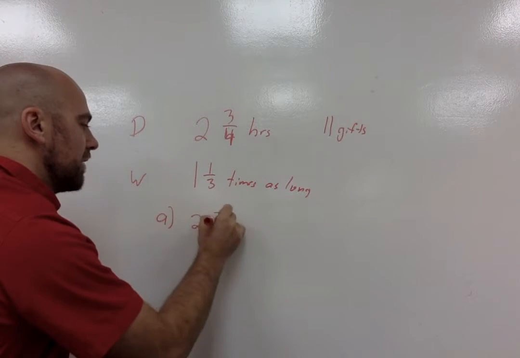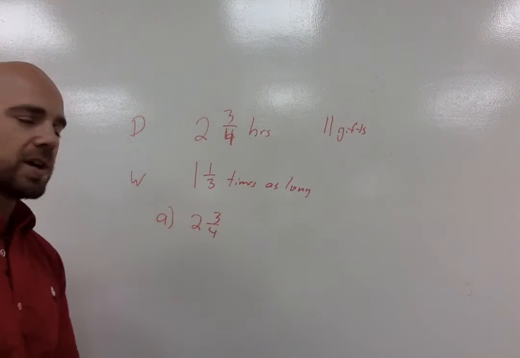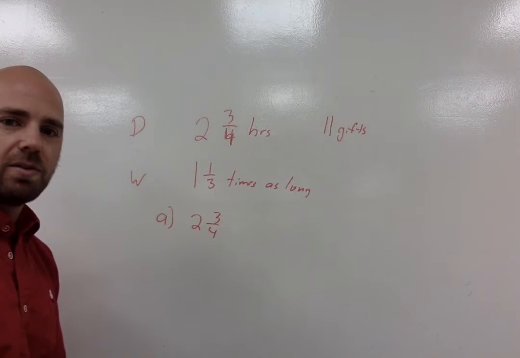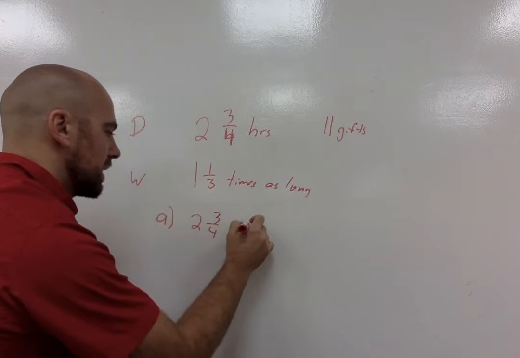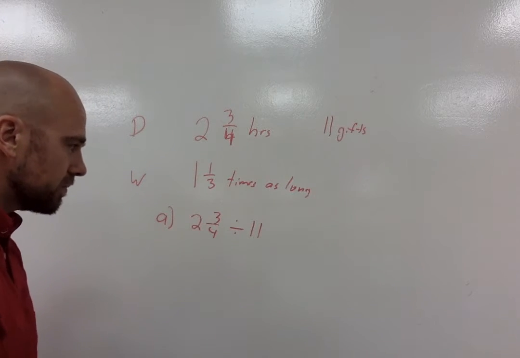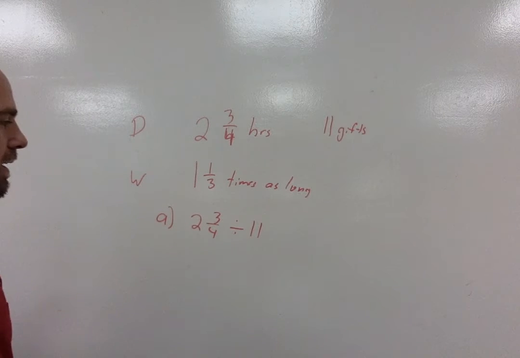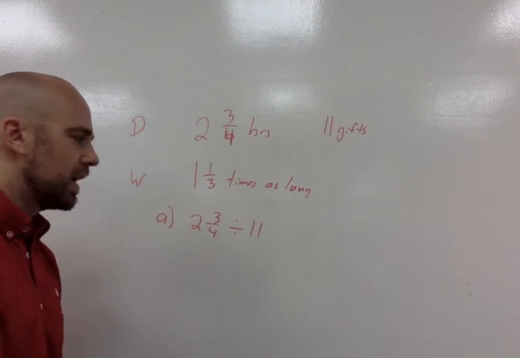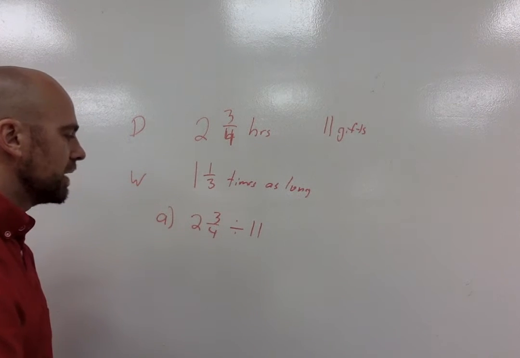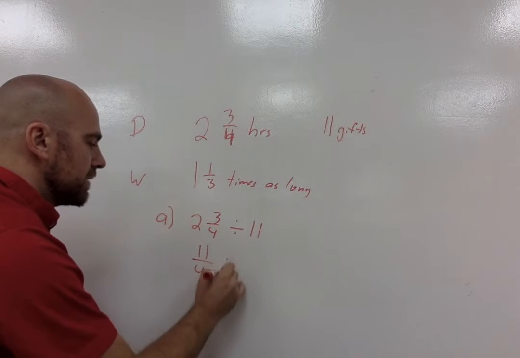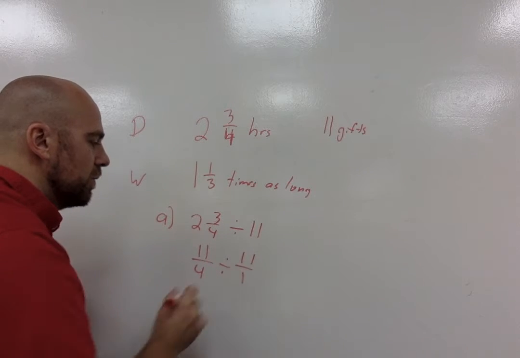So 2 3/4. Okay, if we're trying to bring it down, we're going to be dividing. We're going from 11 to 1, so that's kind of like a ratio. So we're going to divide. First, I'm going to change this into an improper fraction. So 4 times 2 is 8 plus 3 is 11 over 4 divided by 11 over 1.